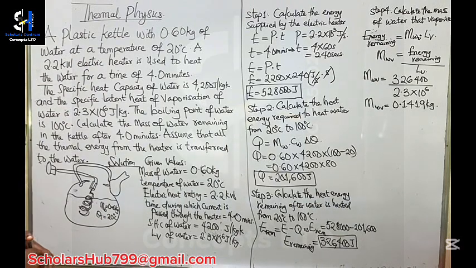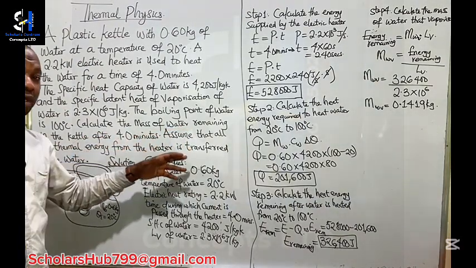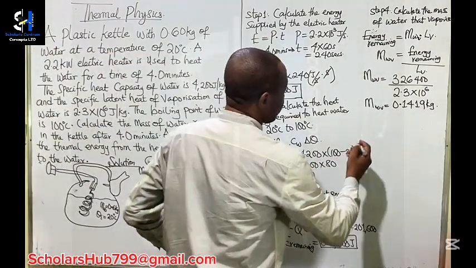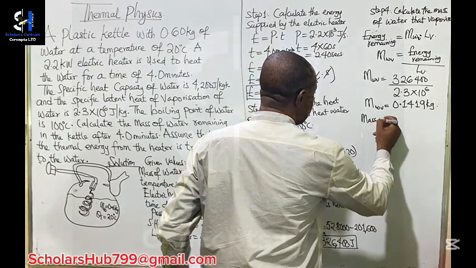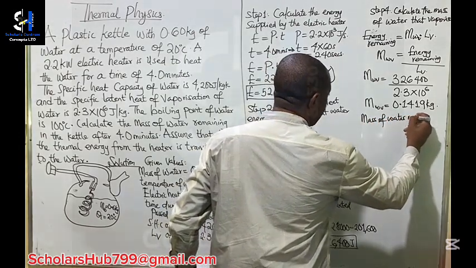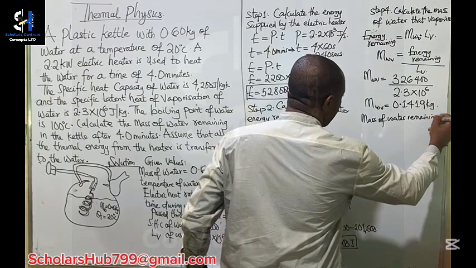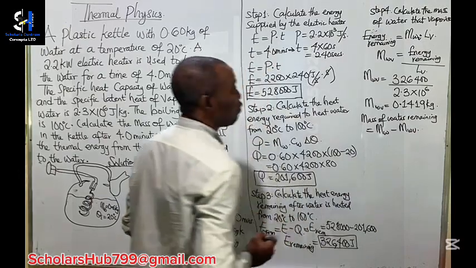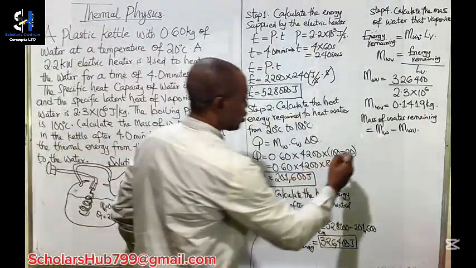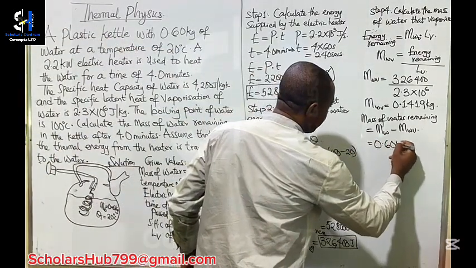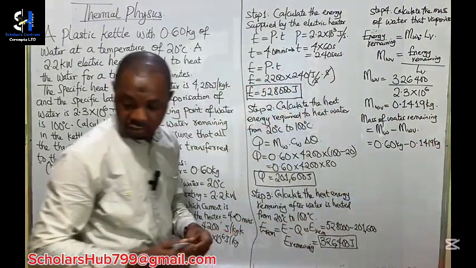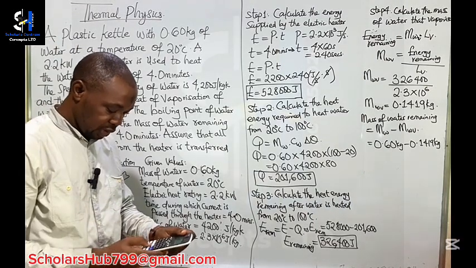Now to calculate the mass of water remaining in the kettle after 4.0 minutes, that would mean that we are going to subtract. Mass of water remaining will be equal to mass of water minus mass of water that vaporizes. So that will be equal to 0.60 kilogram minus 0.1419 kilogram.